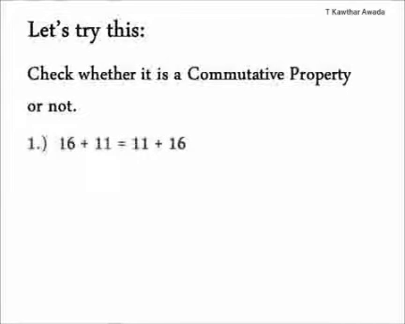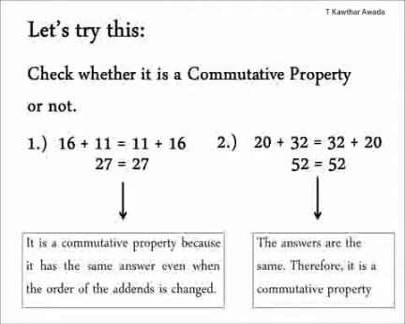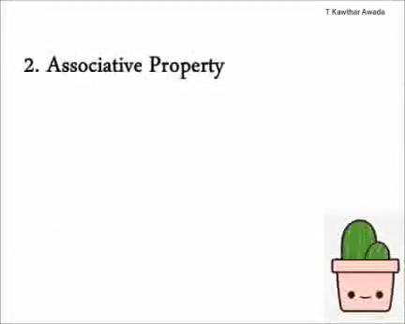Let's try this. Check whether it is a commutative property or not. 16 plus 11 equals 27. 11 plus 16 equals 27. So 16 plus 11 equals 11 plus 16 is a commutative property. Same for the other example, 20 plus 32.